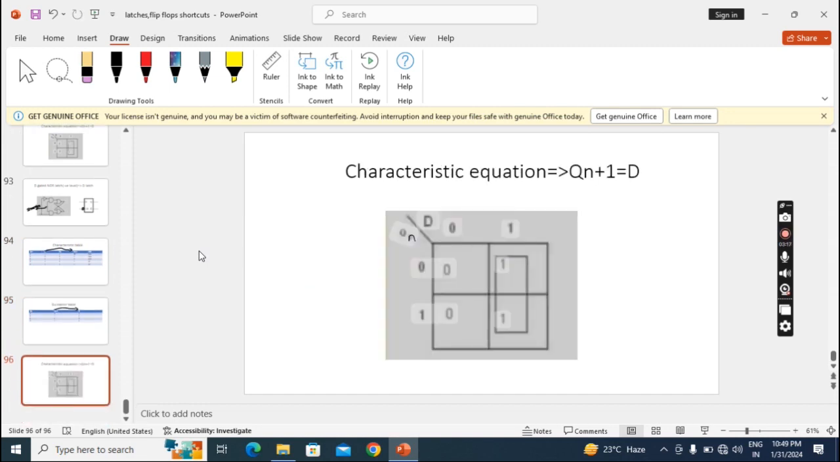Before watching this lecture, you should watch SR gated and non-gated latches, then only you can understand this.